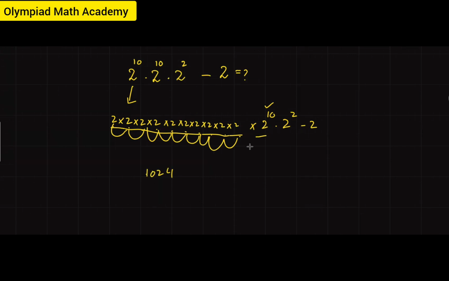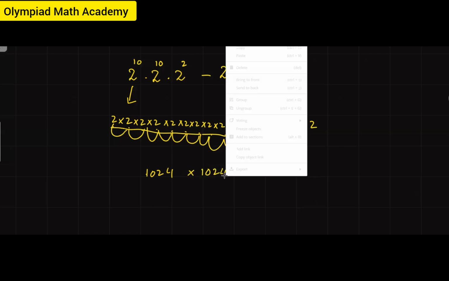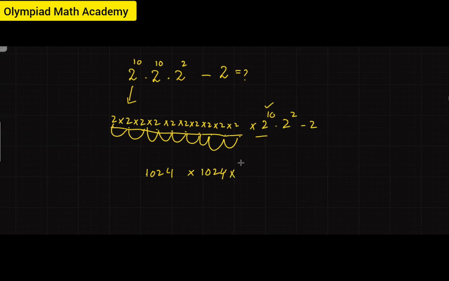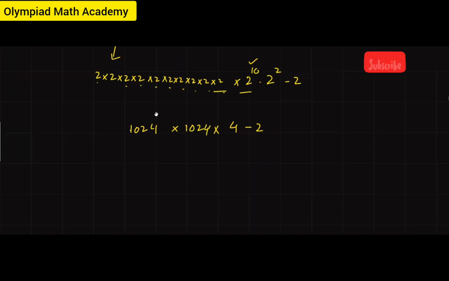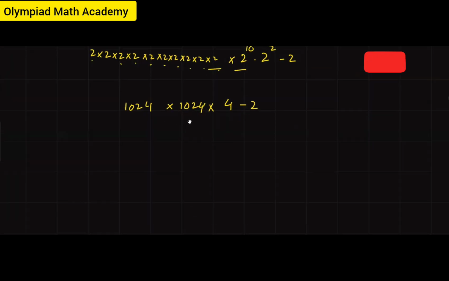Now the same is the answer to this part, so that's why I will multiply it with 1024, and the same again like 2 power 2, which is only 4, because 2 power 2 is like 2 times 2, so that is 4, and negative 2. Okay, so now let's calculate 1024 times 1024 times 4. It's a multiplication, and I'm going to do it in the rough work.